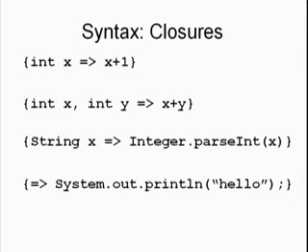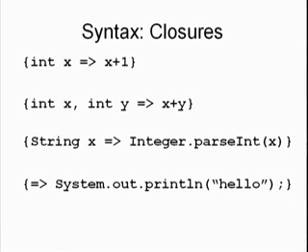Finally, here is a closure that doesn't take any parameters. It just prints something on the output, and it has no result. It has a void result type. And you can tell it has a void result type because there's a semicolon here. There's no final expression. It's just a statement instead of expression. So if a closure has a result, it's the final expression inside the body. If there is no final expression, then the closure has a result of void.